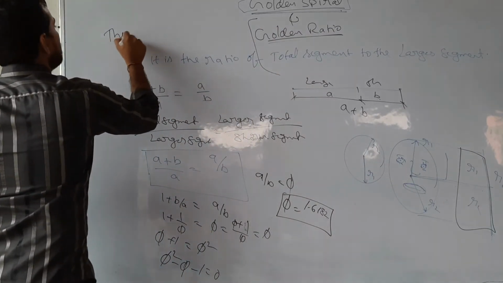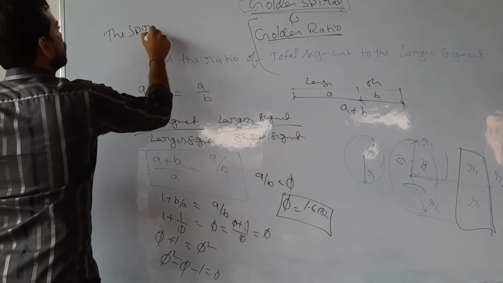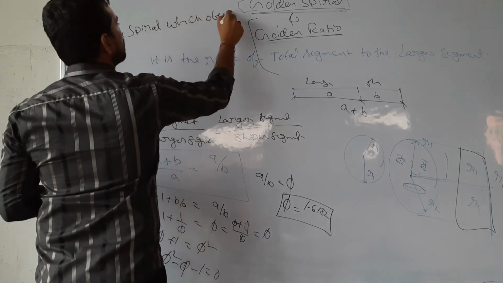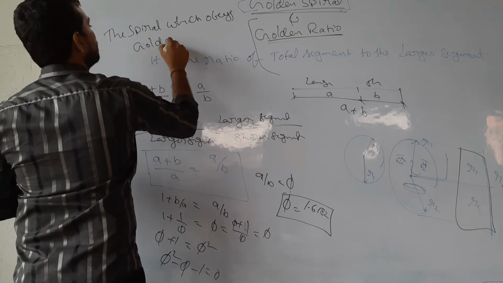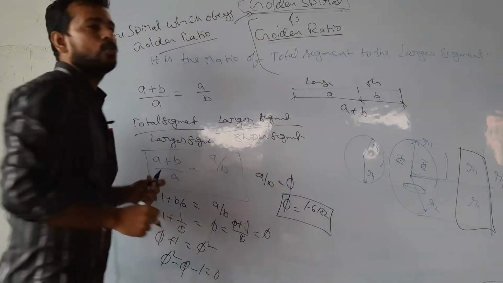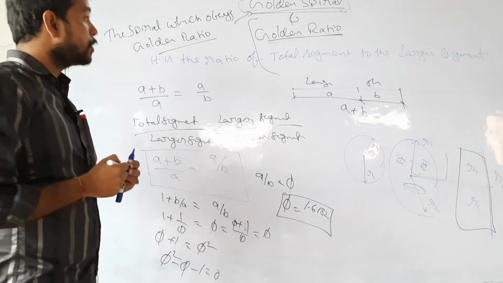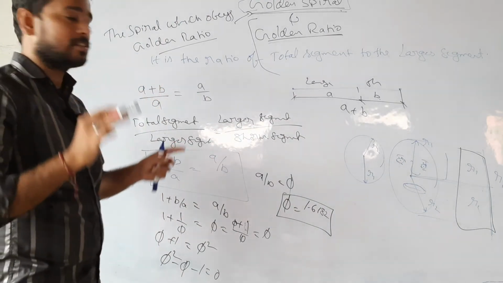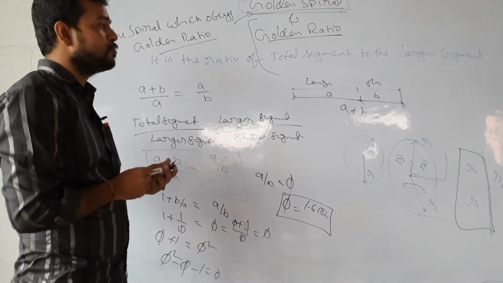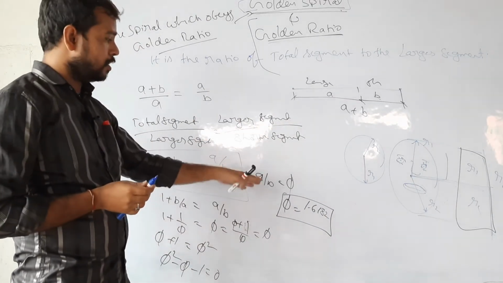The spiral which obeys the golden ratio is the golden spiral. Okay, not only this golden spiral, the Fibonacci series also follows this golden ratio principle.